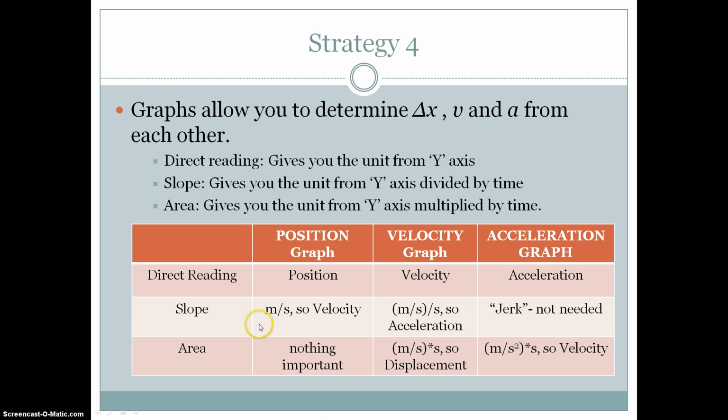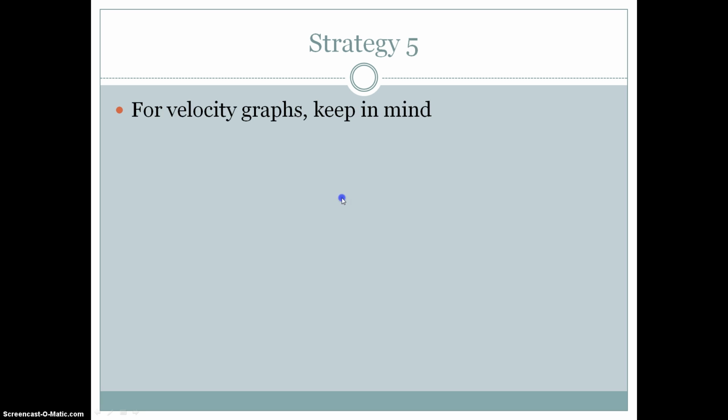So with this, the one of these that's probably the most important is the velocity graph, because you can take the slope and area of it. And with the position graph, which is the second most common, the slope is also the only other thing you could do. So to finish up, with velocity graphs, keep in mind you can do both things.